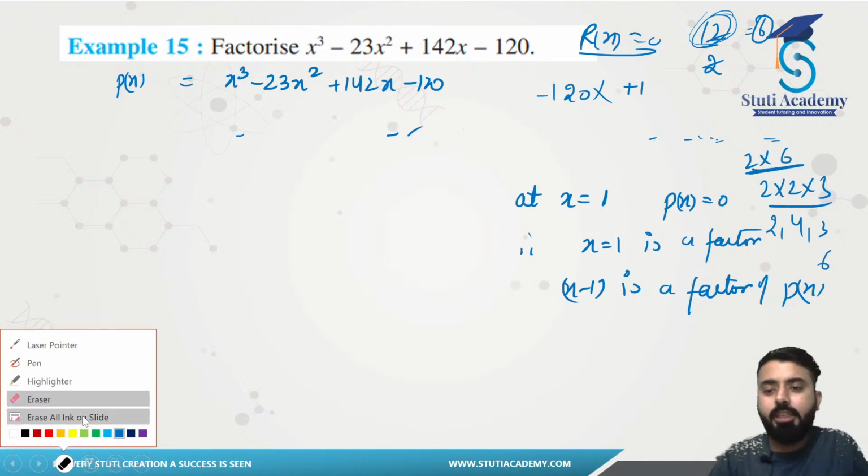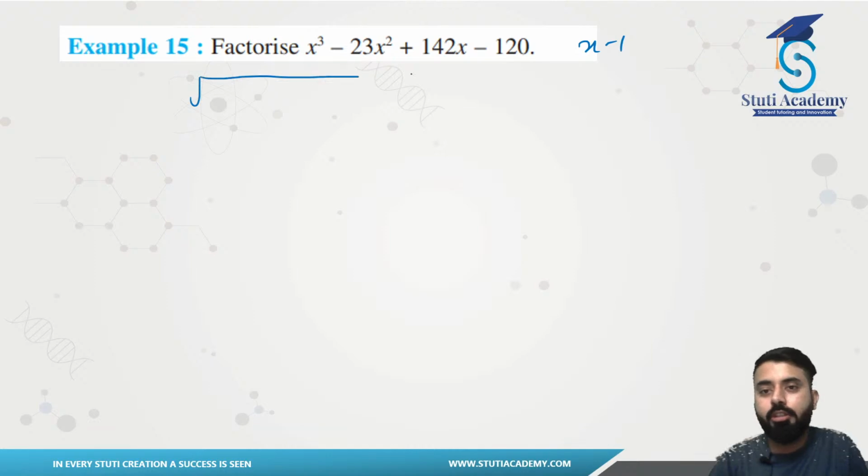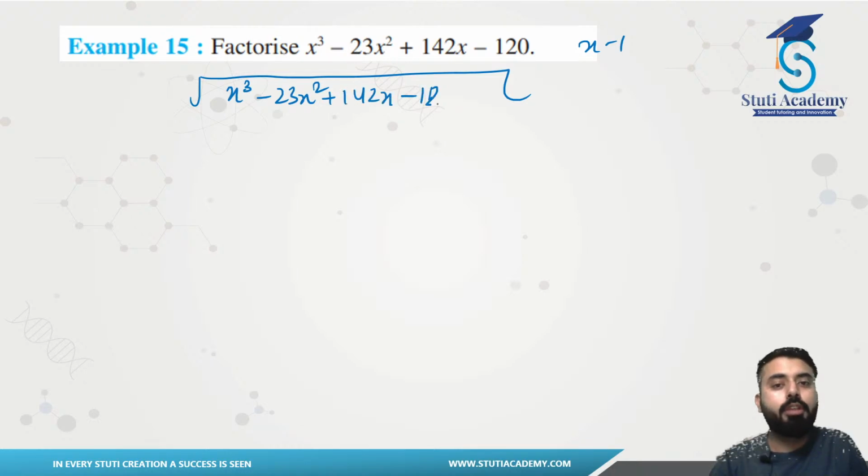Since it is x minus 1, I'm going to erase everything. One of the factors was x minus 1. Now we are going to do what? We are going to divide this polynomial x cube minus 23x square plus 142x minus 120. I have to divide this with x minus 1. Now division is very easy. You guys should be understanding this one.